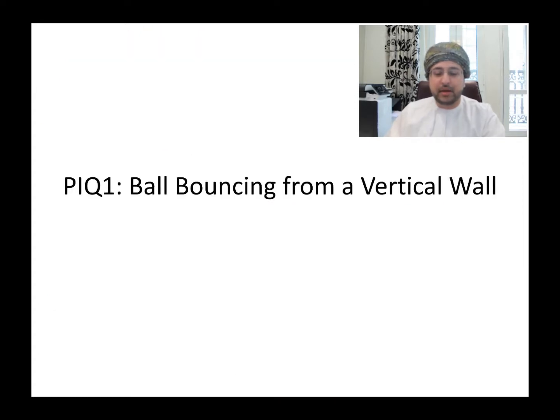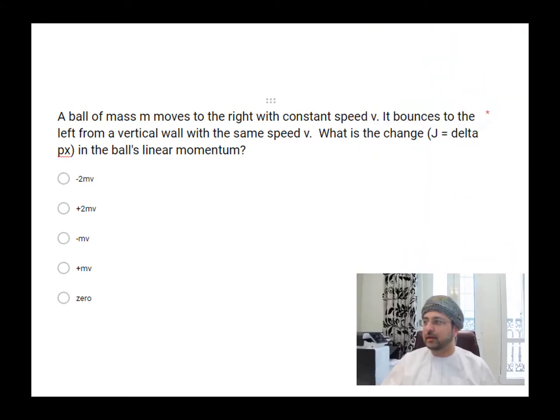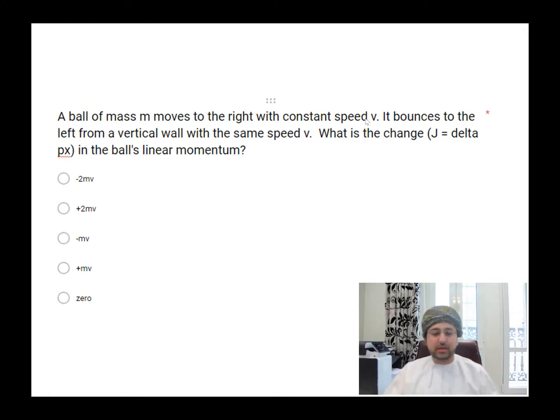Let's take a look at a PIQ. Ball bouncing from a vertical wall. A ball of mass m moves to the right with constant speed v. It bounces to the left from a vertical wall with the same speed v.